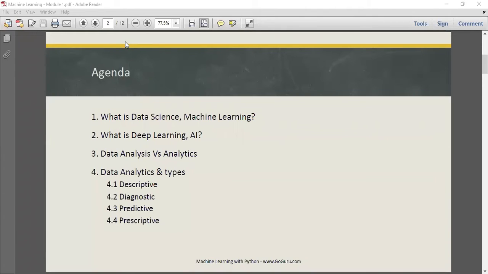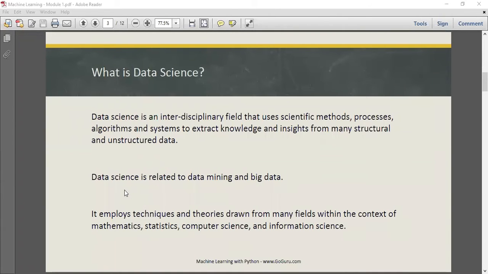So in today's session, this is the agenda that we have. We are going to cover a couple of things. We're going to cover what is data science, machine learning, deep learning, artificial intelligence, and difference between analysis versus analytics, and the different types of analytics. So let's get started with what is data science.